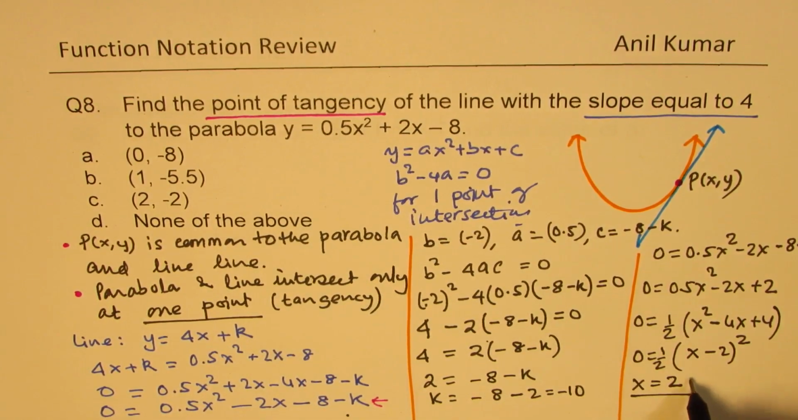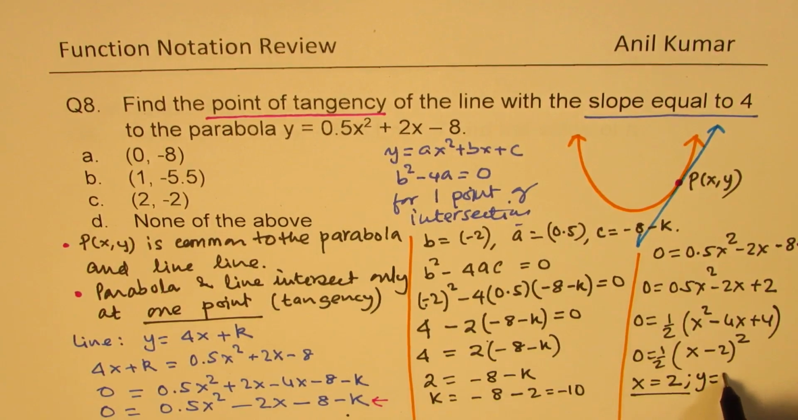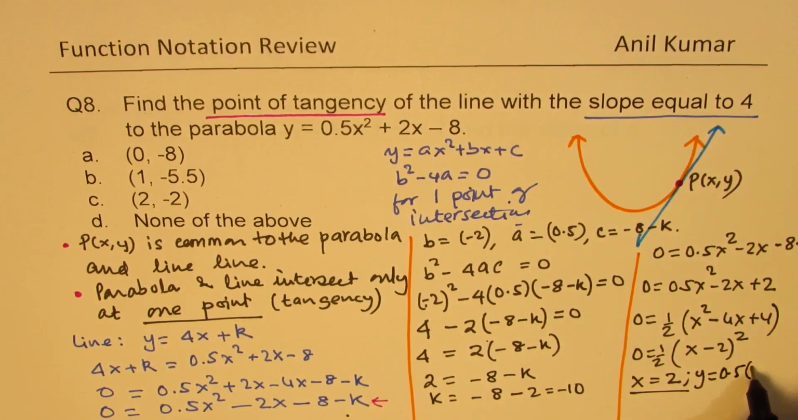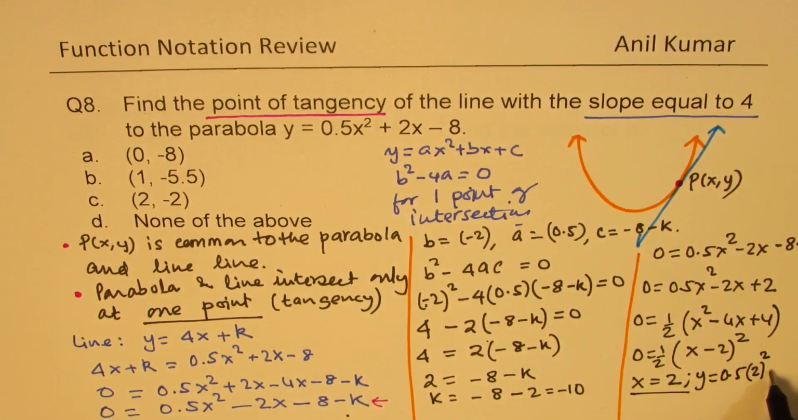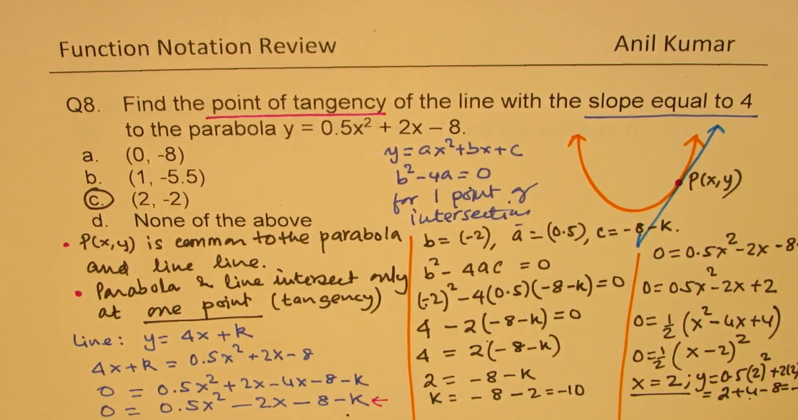So we get y equals to, substituting 2, which is 0.5 times 2 square plus 2 times 2 minus 8, right? So that is 4, half of 4 is 2, plus 4 minus 8. So 6 minus 8 is minus 2. So we get 2 minus 2 as our solution. Is that clear to you? So that is how we are going to solve this particular question.